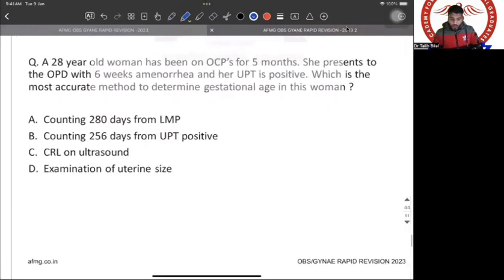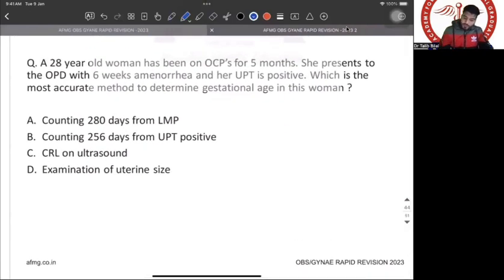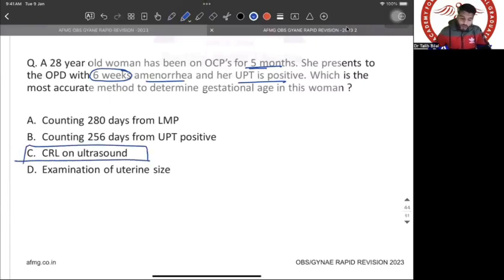A 28-year-old woman has been on OCPs for 5 months. She presents to the OPD with 6 weeks amenorrhea and her UPT is positive. Which of the following is the most accurate method to determine the gestational age in the woman? So guys, she was using OCPs for 5 months, but she's having 6 weeks amenorrhea. That means it is the first trimester. And the best parameter to check the estimation of fetal age in the first trimester, my dear students, is crown rump length.